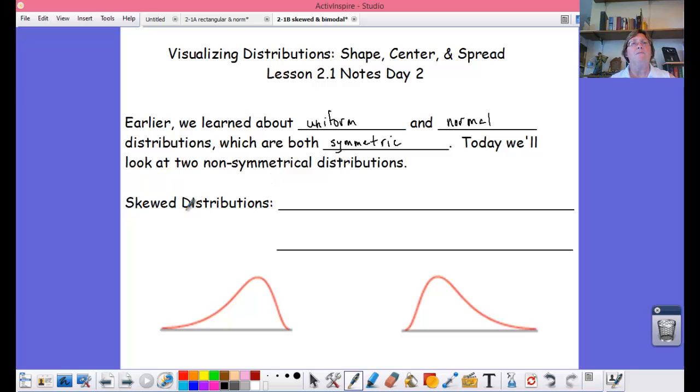So we're going to begin by talking about a distribution that is skewed. And a good synonym for skewed is stretched. You can see in both of my pictures that I have the majority of data at the high end here, but then it tails way off to the low end. And this one is the opposite way. Skewed distributions have the majority of data at one end or the other, and stretch in the opposite direction.